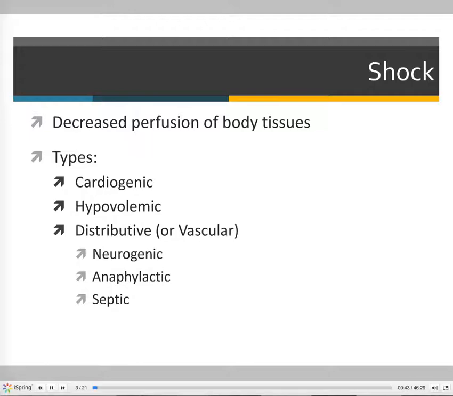Shock is classified as cardiogenic, caused by pump failure, or as hypovolemic, caused by insufficient intravascular volume, or as distributive or vascular shock, caused by alterations in blood vessel smooth muscle tone. Distributive shock includes three types of shock that share the same basic circulatory pattern. With neurogenic, you have overstimulation of the parasympathetic system and understimulation of the sympathetics. Anaphylactic shock is caused by hypersensitivity, and septic is caused by infection. An additional type of shock is called traumatic shock, and it combines hypovolemic and septic shocks.